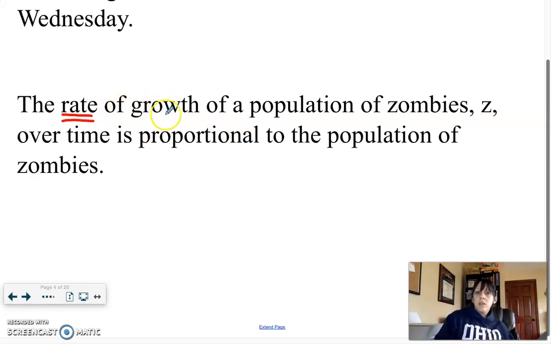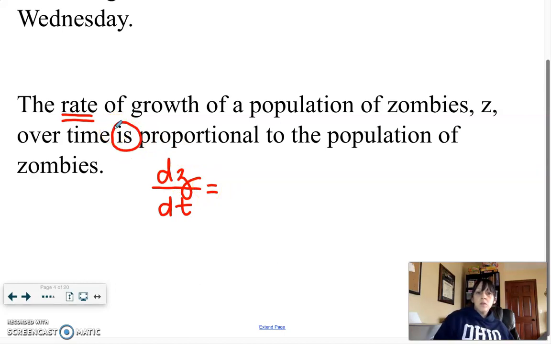So the way I'm going to write this is I'm going to write it like a derivative. Rate of growth of a population of zombies over time. So that would be dZ, the change in zombies, over dt, the change in time, or you would say the change in zombies with respect to time. That would be our setup, and this just means the derivative of Z.